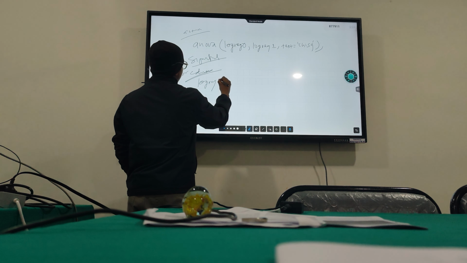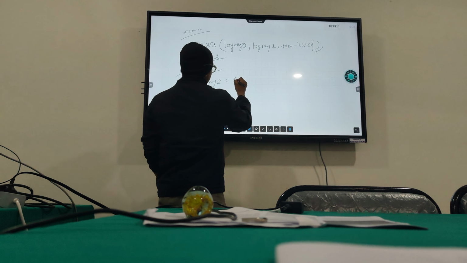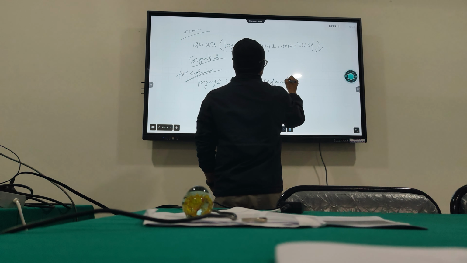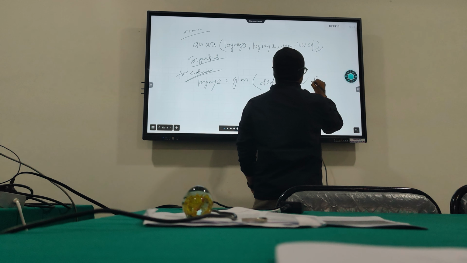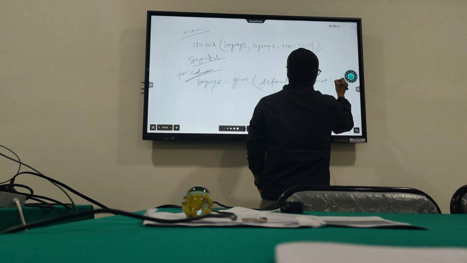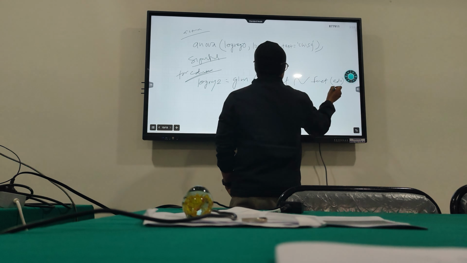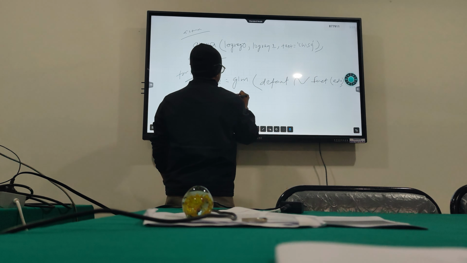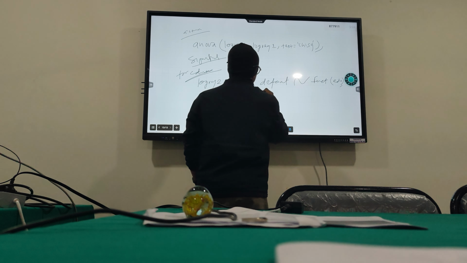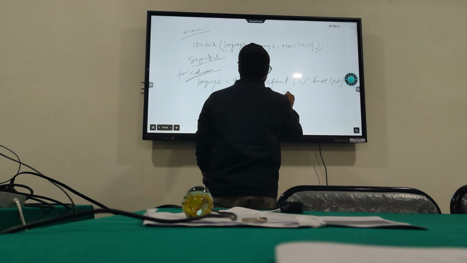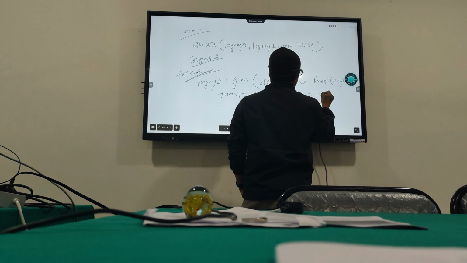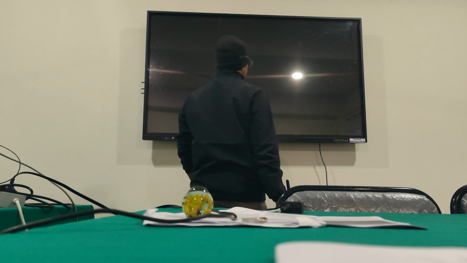Log reg 2, same thing, GLM default tilde, factor. We should use factor for education because it is categorical, right? And same thing, family equals to binomial, right? Link equals to logit, right? Then data equals to what?